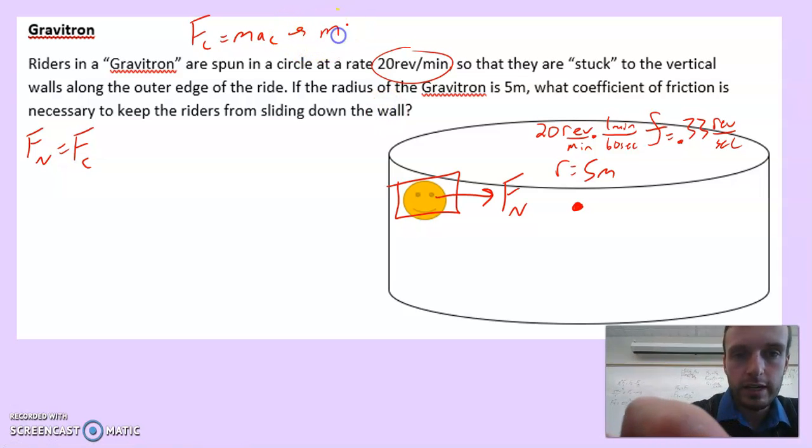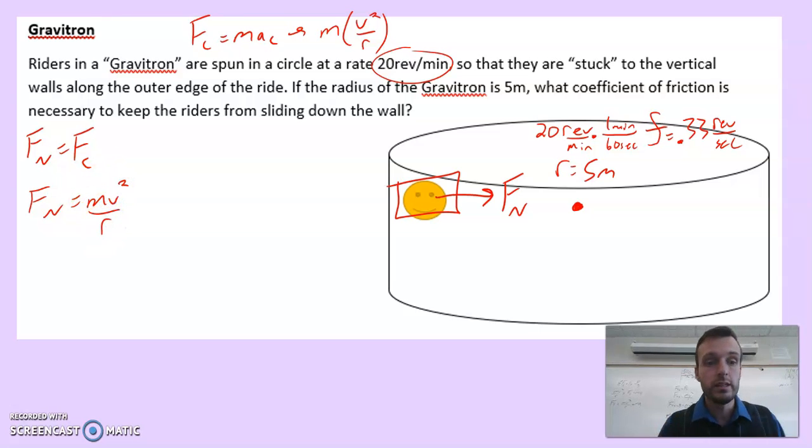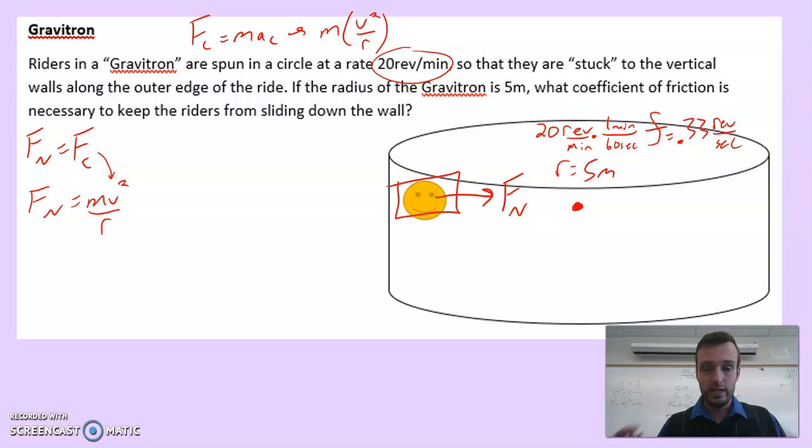That means I can substitute that in, right? And then now we see that the normal force is the centripetal force, which also happens to be equal to mv squared over r. All I did there was a substitution. I would invite you to commit to memory that centripetal force is always mv squared over r, because that's always a true thing.